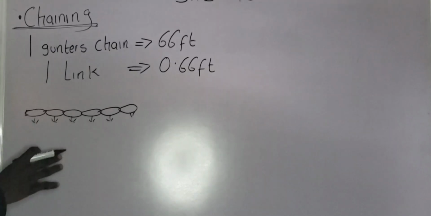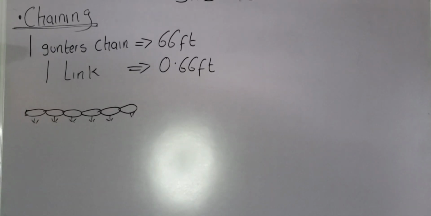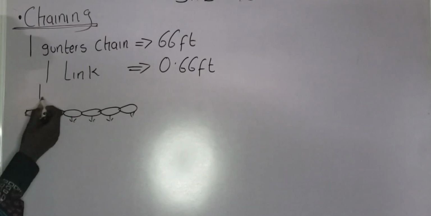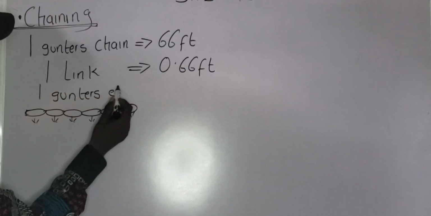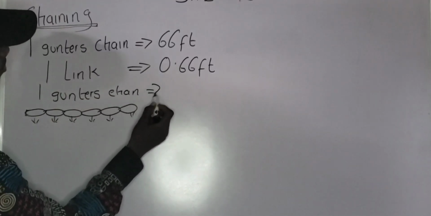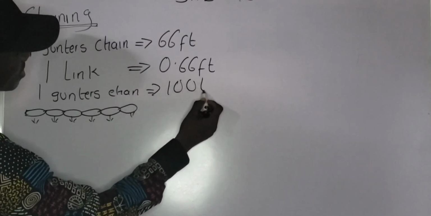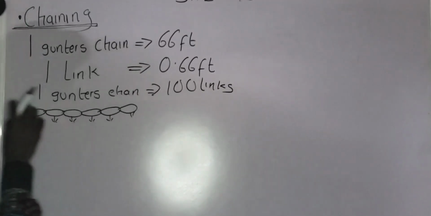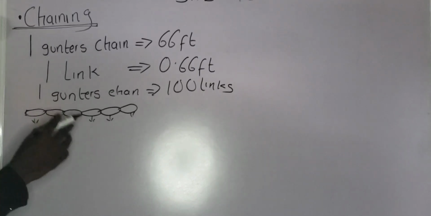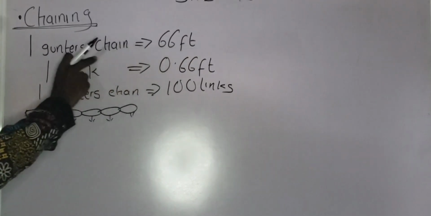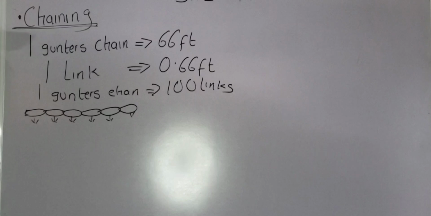Now this chain has 6 links, but one Gunter's chain has 100 links. Do you understand? One Gunter's chain has what? 100 links. So in order to get the measurement of each link, what do you do? You divide the total length of the Gunter's chain in feet by the number of links. That is how we got 0.66 feet.